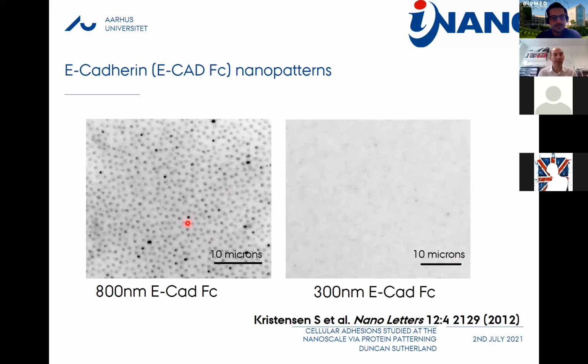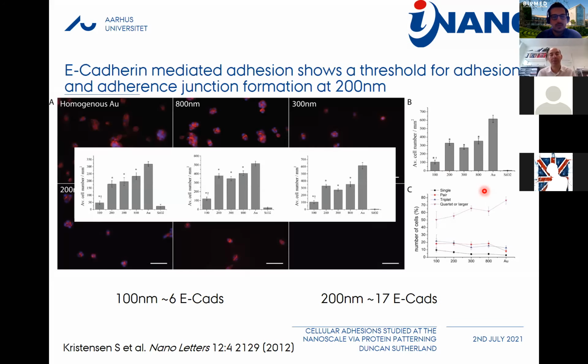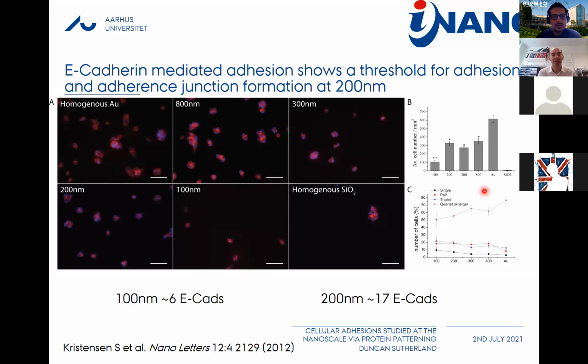So here we have our patterns forming. This is an 800 nanometer pattern, 300 is the limit of the resolution, but you can kind of see that there's a pattern in there. We can use this to study the adhesion of cells with adhesion junctions onto these surfaces. So we have homogeneous, 800, 300, down to 100. What we clearly see in this case is that there's a threshold for adhesion somewhere between 100 and 200 nanometer patterns. You can see the quantification here, and if you do multiple repeats you get different numbers of cells, but you see the same result.